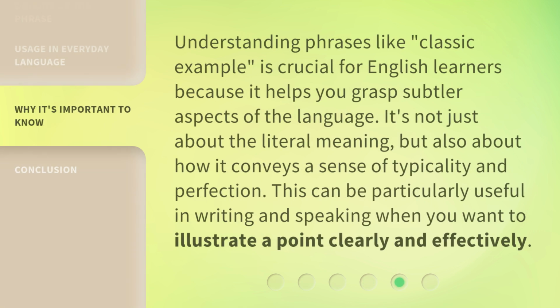Understanding phrases like classic example is crucial for English learners because it helps you grasp subtler aspects of the language. It's not just about the literal meaning, but also about how it conveys a sense of typicality and perfection. This can be particularly useful in writing and speaking when you want to illustrate a point clearly and effectively.